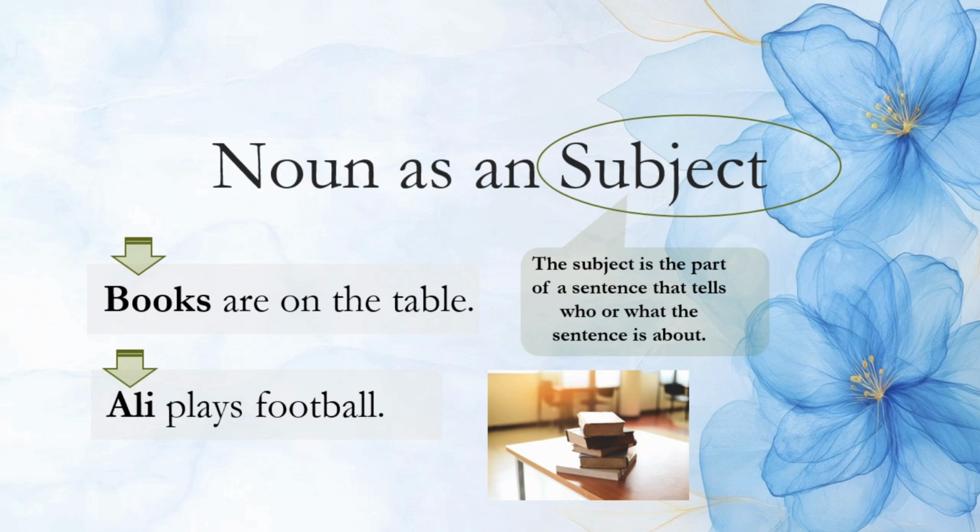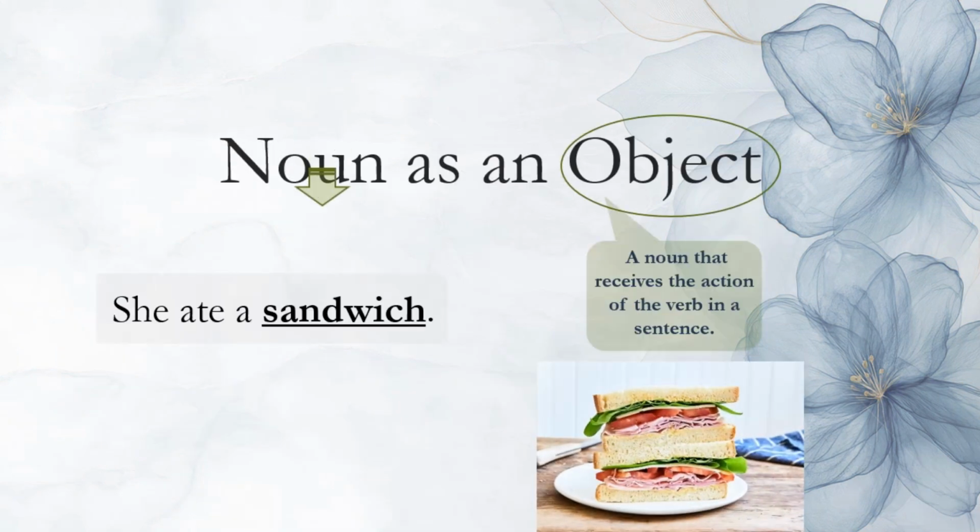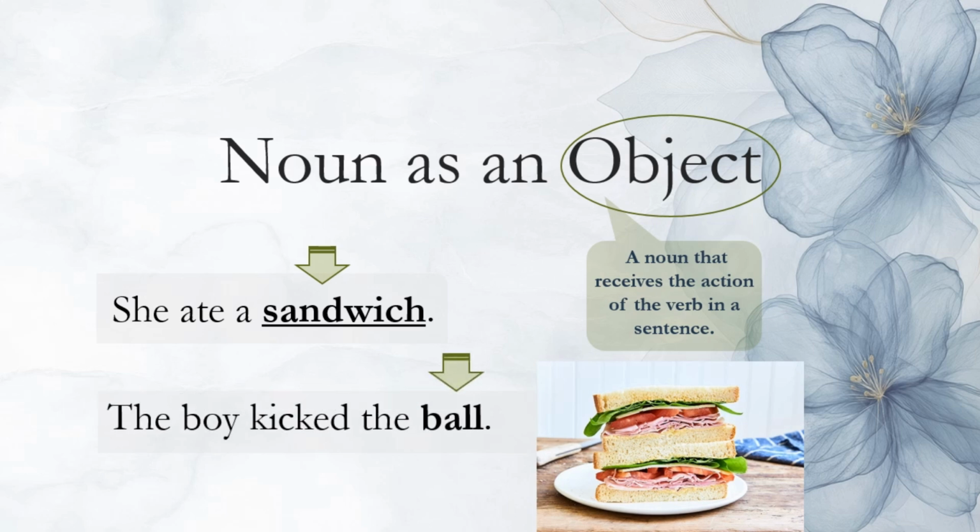The bird. In the sentence, she ate a sandwich, a sandwich is the object, it receives the action of eating. An object is the noun that receives the verb's action. The boy kicked the ball. In this case, the ball is the object, it receives the kicking. Your turn. Try, I read books. What's the object? Yes, books.